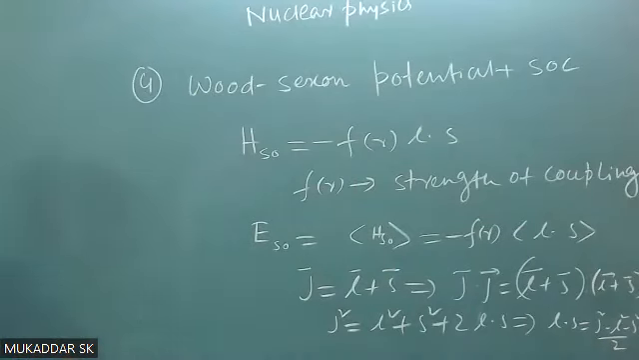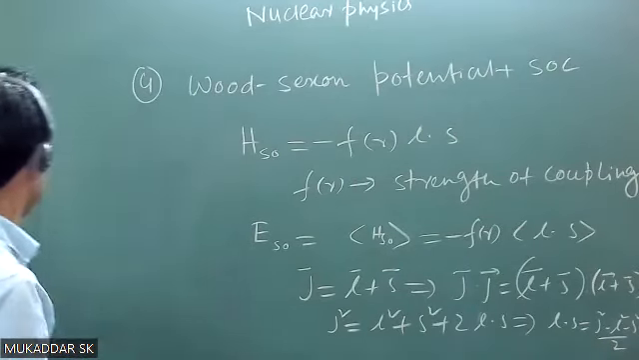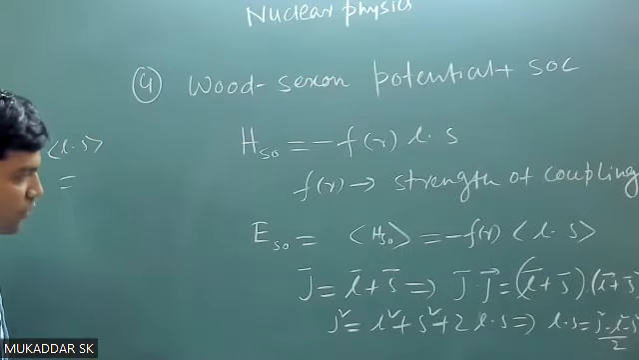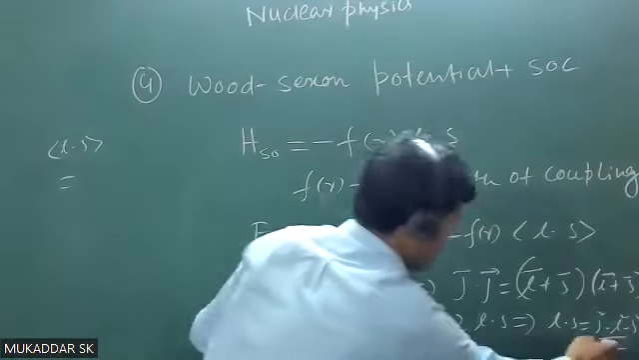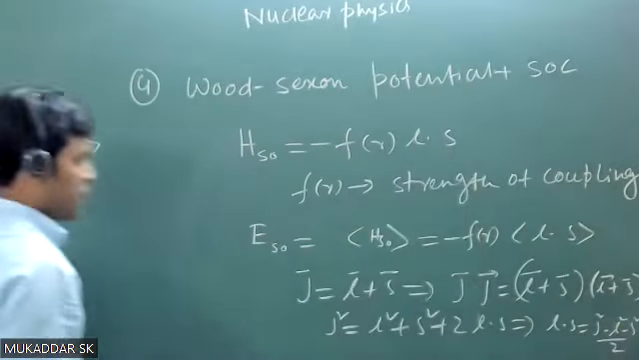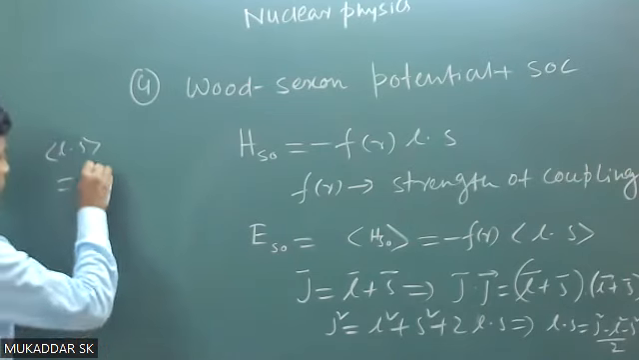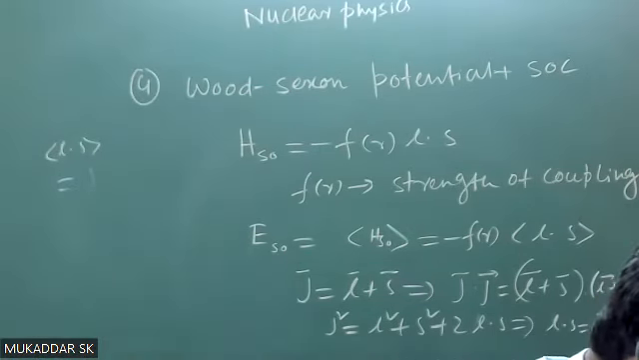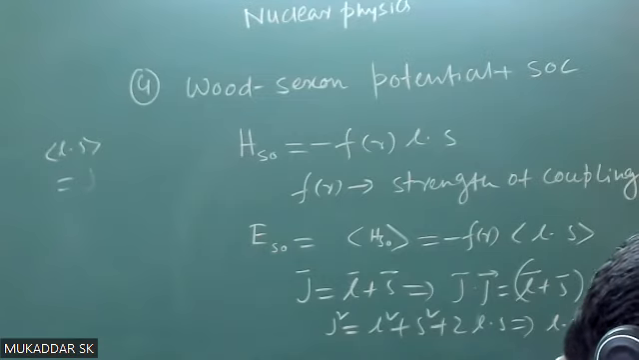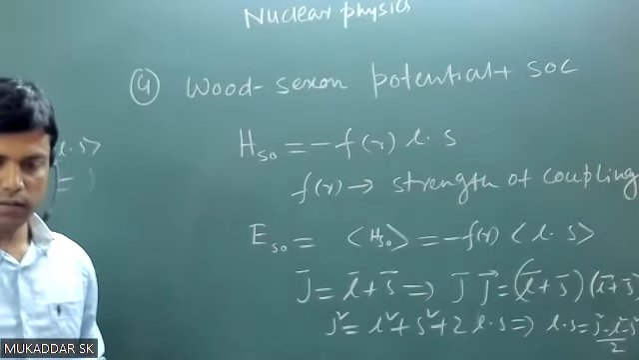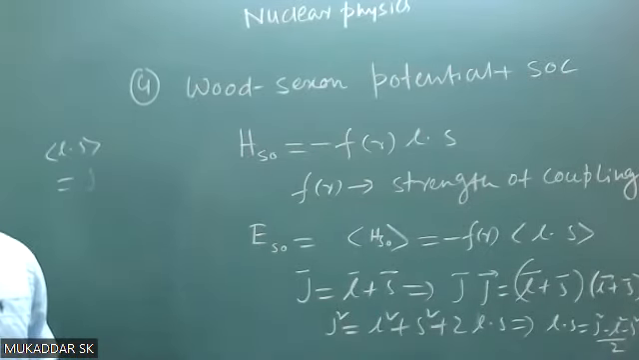Now, can you tell me what is the expectation value of L dot S? So expectation value of L dot S means expectation value of J square minus L square minus S square. Expectation value of J square, how much is it? Tell me. Say yes or no, or if you don't know, just say so. Then I can understand. J square का expectation value कितना होती है?